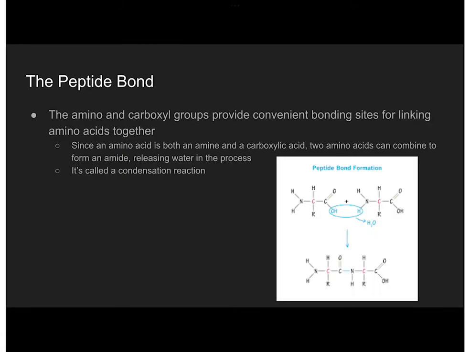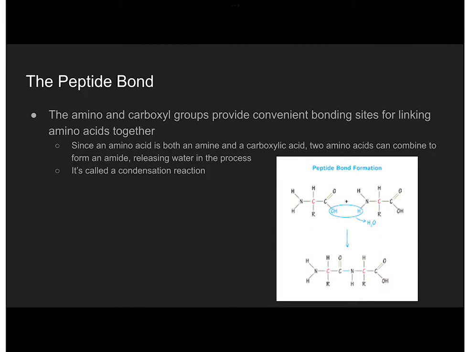And the structure of an amino acid, the amine group and the carboxylic acid, provide convenient bonding sites for linking amino acids together into the protein structure. So since they have this amine group and a carboxylic acid, 2 amino acids can combine to form an amide. And in that process, they release water, which is called a condensation reaction, fittingly so.